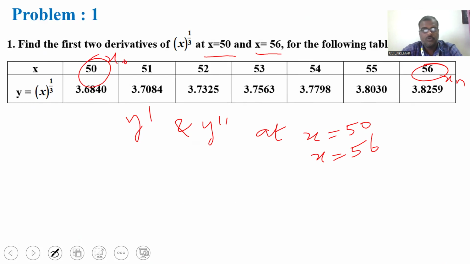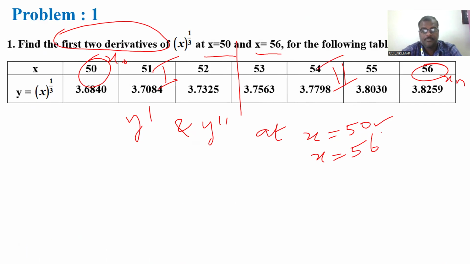So we can proceed to the formulas for finding the first two derivatives y dash and y double dash. For x equal to x naught, it appears in the first part of the table values. You can divide the table into two parts, and x equal to 50 appears in the first part of the table values and 56 appears in the second part. So we can proceed with forward difference when x equal to 50, and then backward difference when x equal to 56.